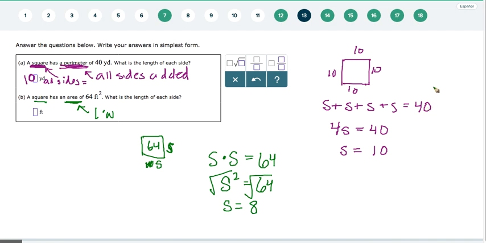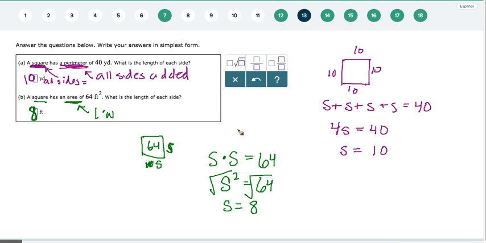When you're finding the perimeter, we divide by 4 if it's a square because all 4 sides are equal and we're supposed to add those up for perimeter. Area of a square is a side times a side. When you multiply a number by itself, to undo that, you square root it.